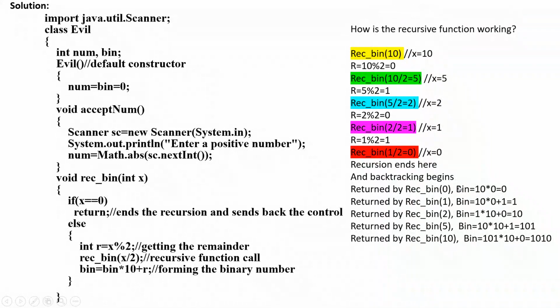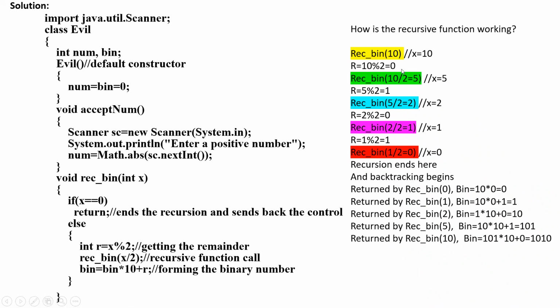Rec bin 0 will return bin equals 10 into 0 equals 0, which will be returned to rec bin 1. Rec bin 1 is doing bin equals 10 into 0 plus 1 equals 1. This 1 is returned to rec bin 2. So rec bin 2 is using that value 1. 1 into 10 plus 0 becomes 10. Then 10 into 10 plus 1 becomes 101. Finally, 101 into 10 plus 0 is 1010.